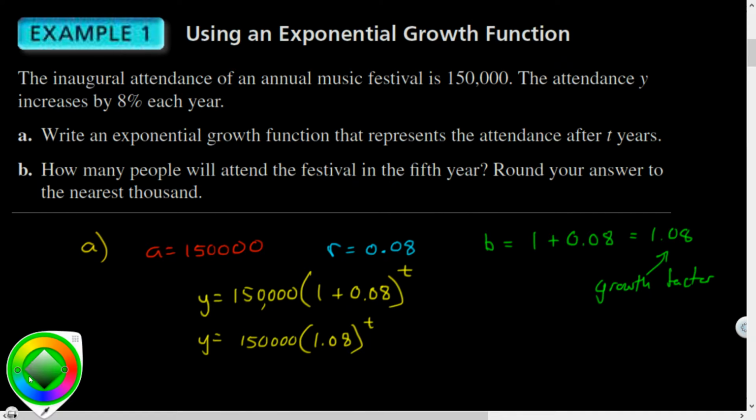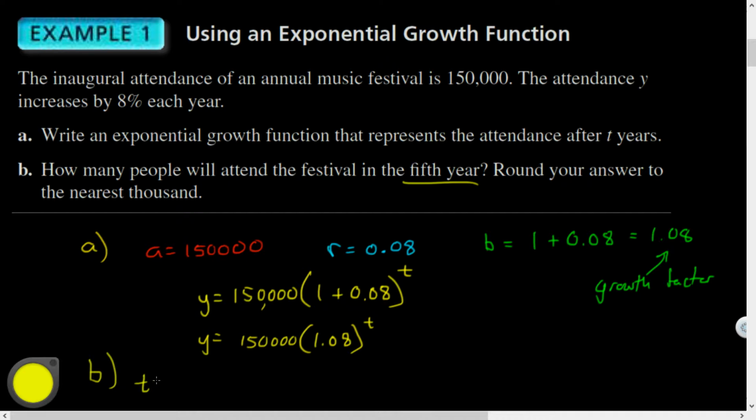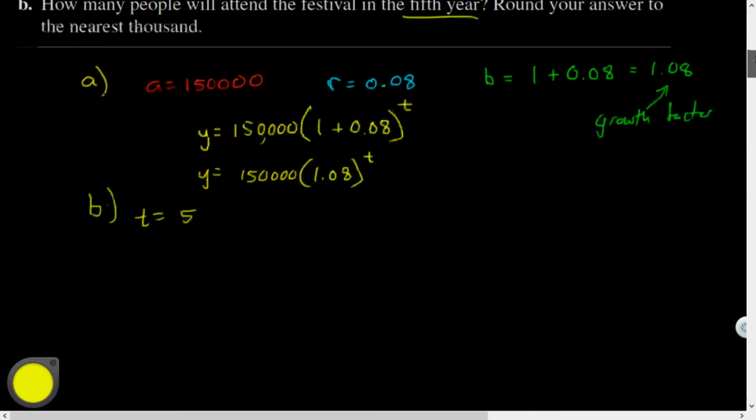Now they ask me part B. How many people will attend the festival in the 5th year? Okay, so in the 5th year, what is t equal to? Now, it said we were measuring after t years. These weren't 20-year periods. These weren't 5-year periods. So in the 5th year, t is just straight up 5, right? And so I'm going to plug in 5 for t. So y equals 150,000 times 1.08 to the 5th.